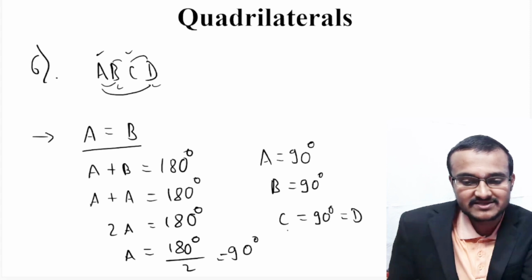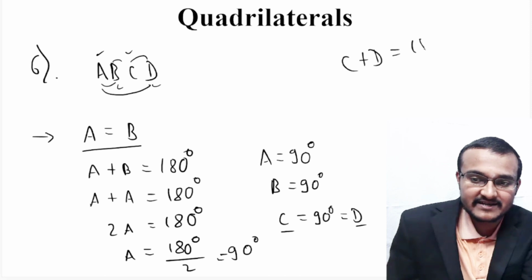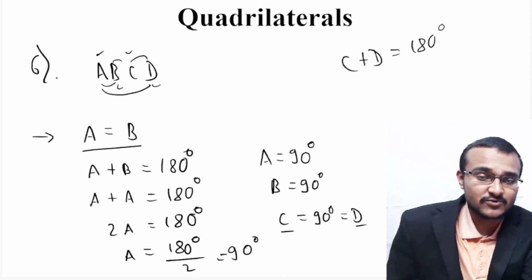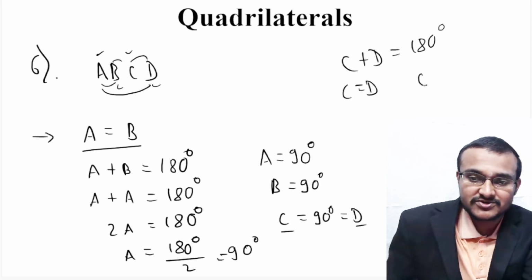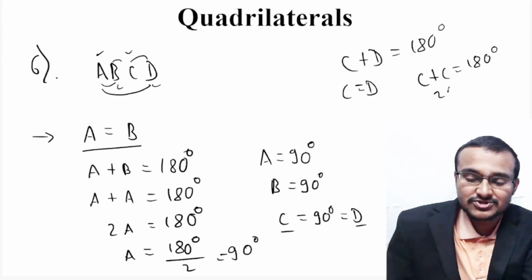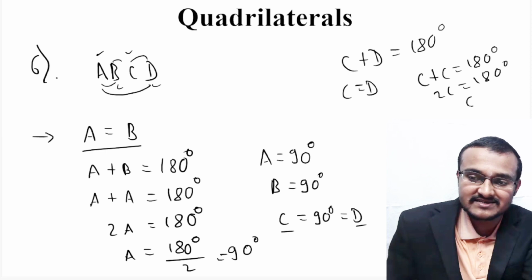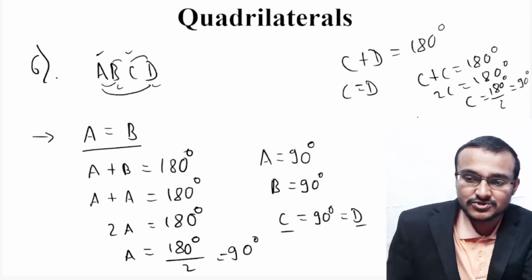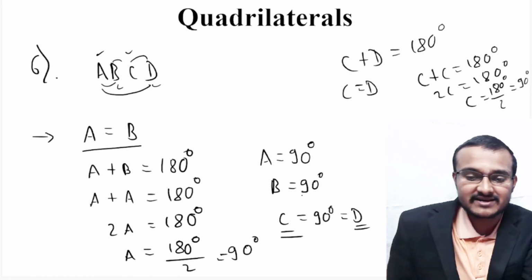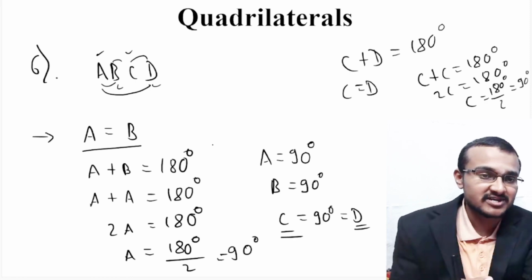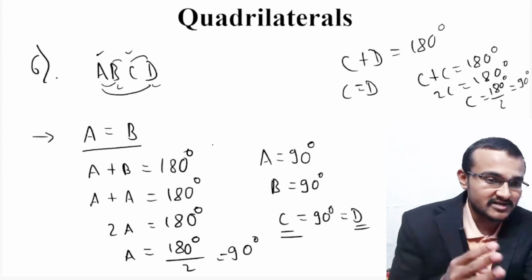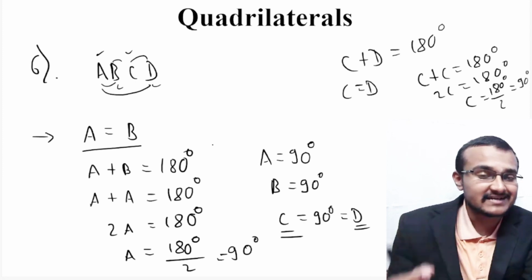Because here also you can see C and D are adjacent angles. So C plus D will be 180 degree and C and D should be equal because they have given adjacent angles are equal. So here C is equal to D. So here also you can take C plus C is equal to 180 degree since C is actually equal to D. So 2C is 180 degree, that means C is also equal to 180 degree by 2, that is actually equal to 90 degree. So this shows C is also 90 degree and D is also 90 degree. So all the angles in this particular parallelogram or in this particular quadrilateral ABCD is equal to 90 degree.